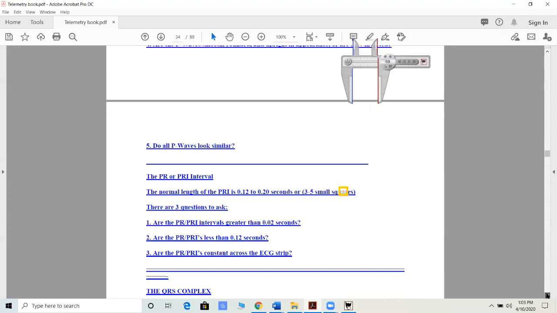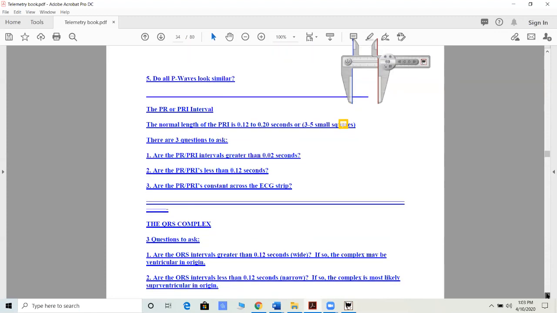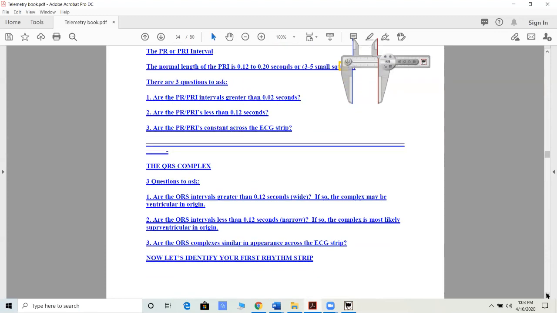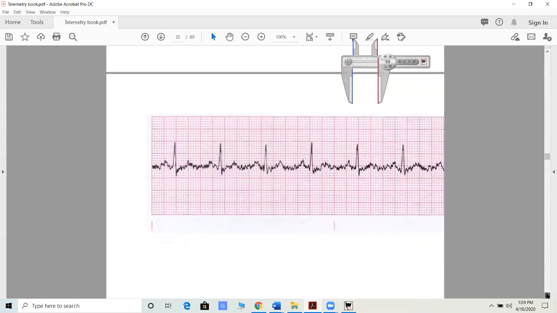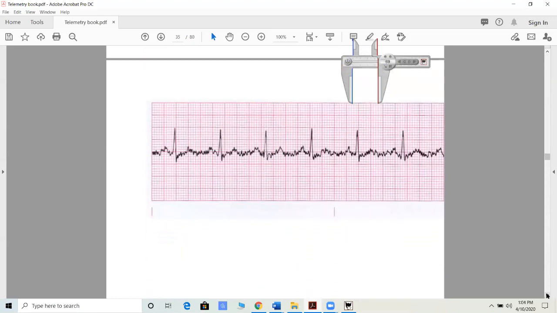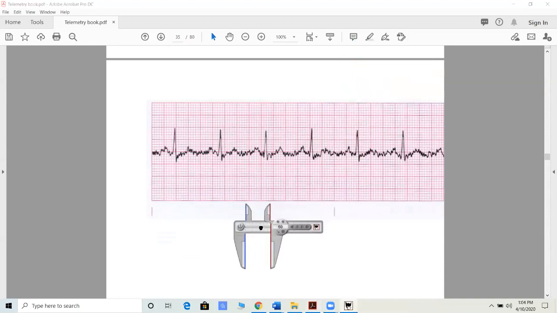If this is a field that you'd like to stay in, obviously the measuring tools, the calipers, are important for certain types of rhythms, but for the majority of the cases, you should be able to identify it. Let's take a look at this guy. This is not normal by looking at it, right? What in the world is going on here? So let's take a look at this rhythm and see exactly what's happening.